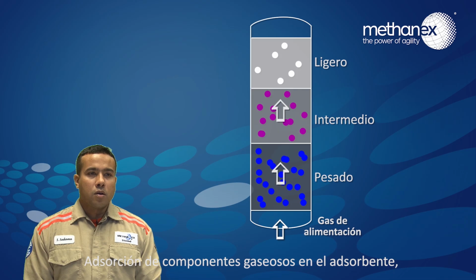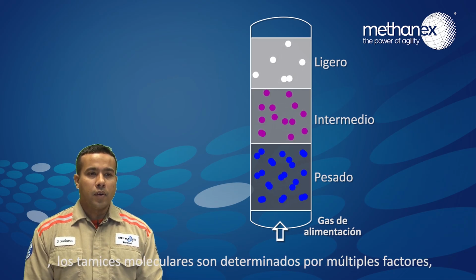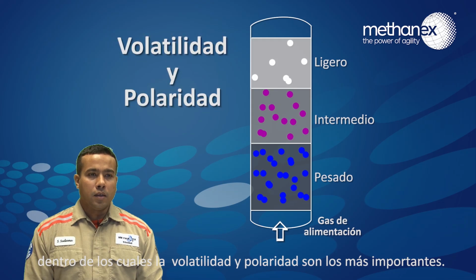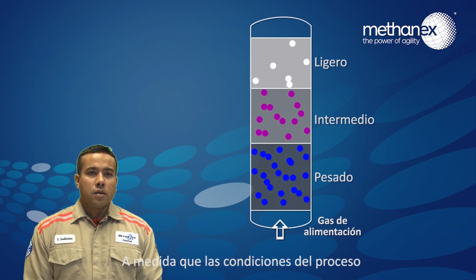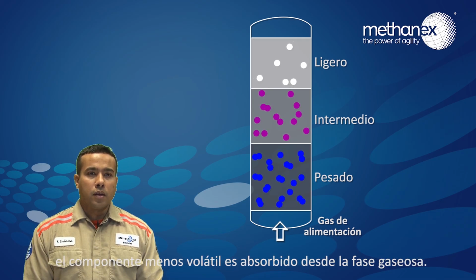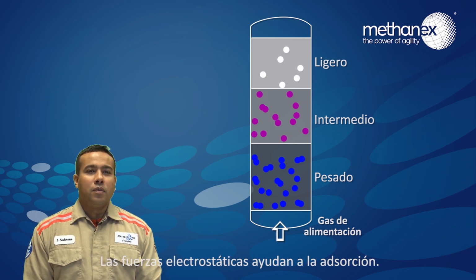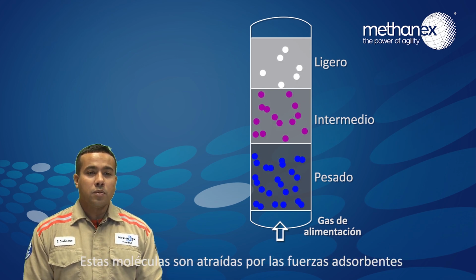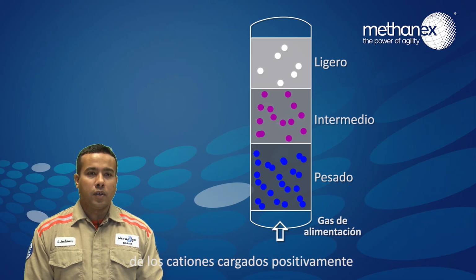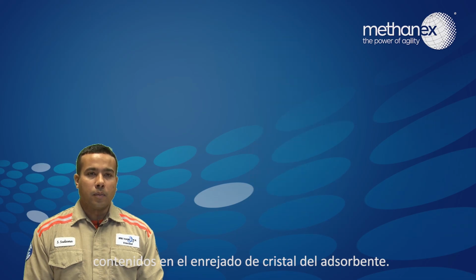Absorption of gaseous components on the absorbent molecular sieves is determined by several factors, of which volatility and polarity are the most important. As process conditions approach the dew point of a component, a less volatile component is absorbed from the gas phase. Electrostatic forces further aid absorption. These molecules are attracted by the absorptive forces of the positively charged cations contained in the crystal lattice of the absorbent.